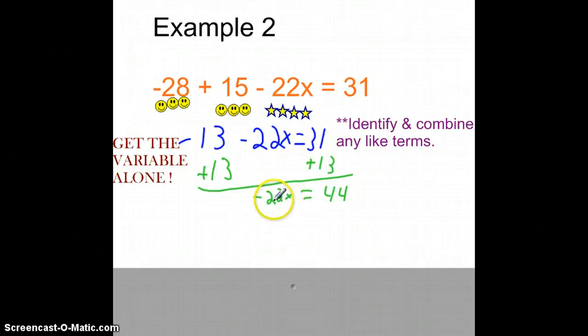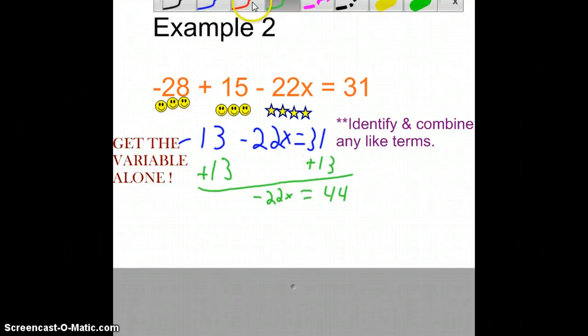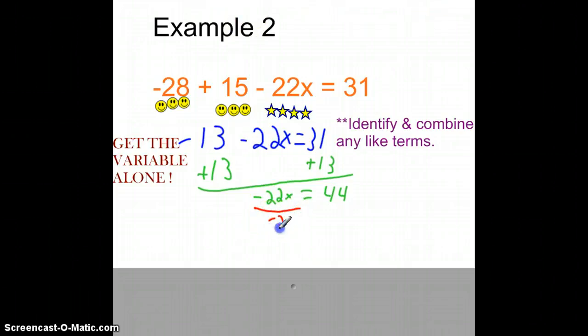Now we have negative 22 times x. So again, we're going to do the opposite and divide by negative 22. Multiplication is being done to the x, so we'll do division to get that x all alone. Negative over negative is positive. 22 over 22 is 1. That leaves us with positive 1x, or x. So our variable is all alone. 44 divided by 22 is 2. Positive divided by negative is going to be a negative. So our answer here is x equals negative 2.